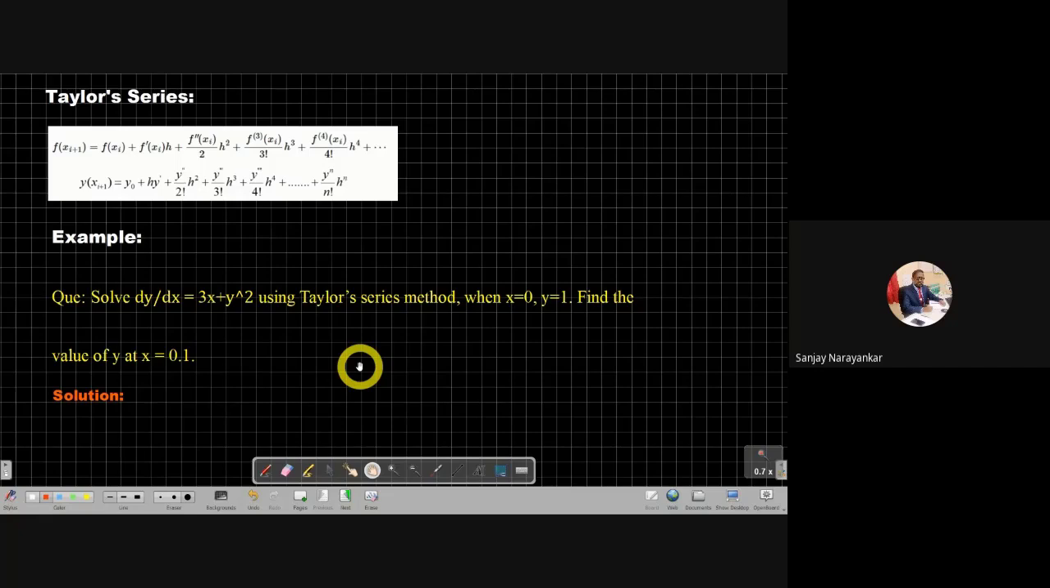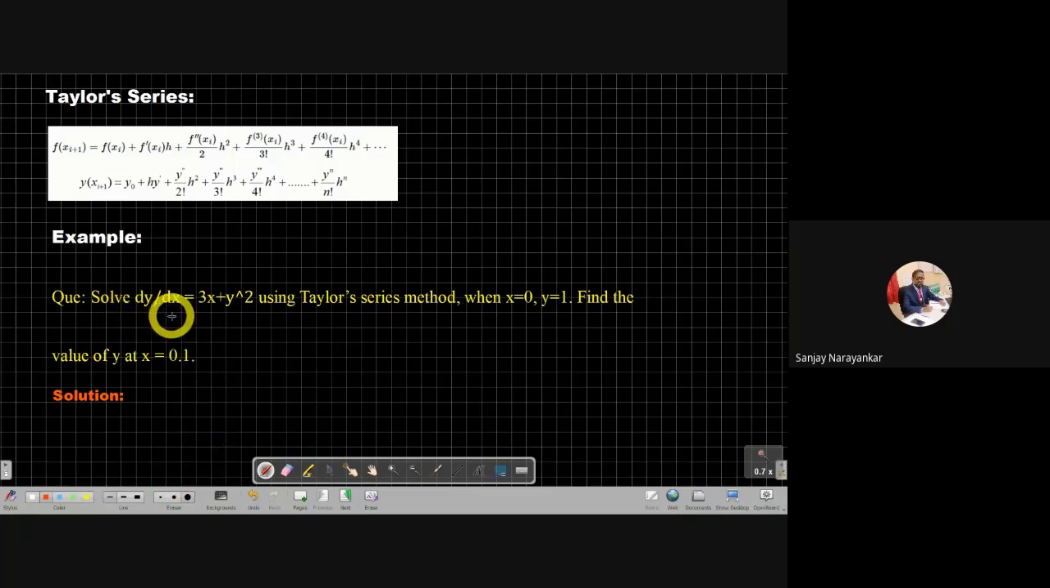I request all of you students, don't expect the same numerical will be there in the same examination. You are here to understand the methods. Those students who have missed this technique, for them I'm just taking a revision of that method, right? Let's try to understand here how to solve this numerical.